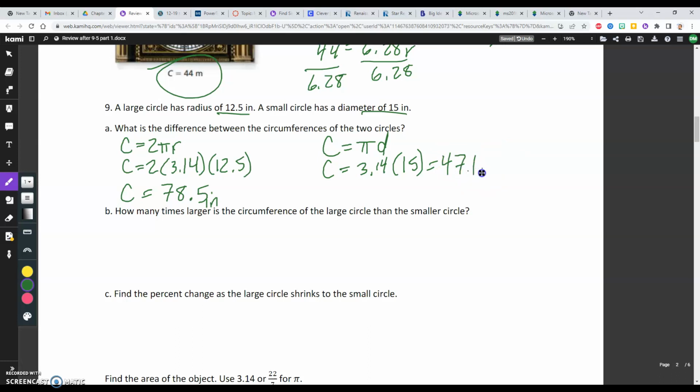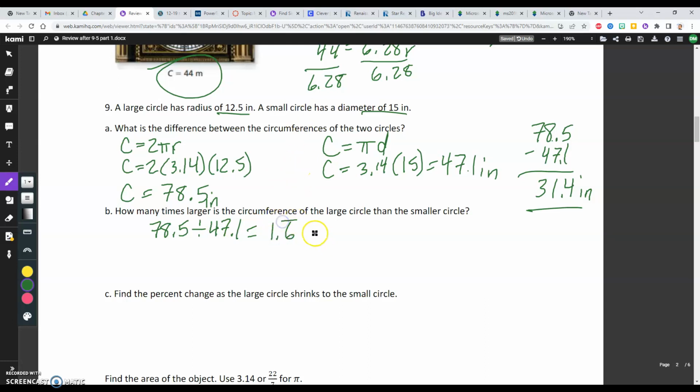And so we want to know the difference between them. So we go 78.5 minus 47.1. That gives us 4, this gives us 1, this gives us 3. So we've got a difference of 31.4 inches. How many times larger? That's a question of 78.5 divided by 47.1. And so that gives us 1.6 repeating, or 1 2/3 times larger.